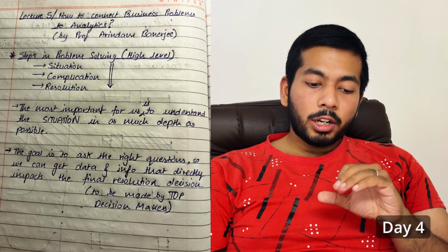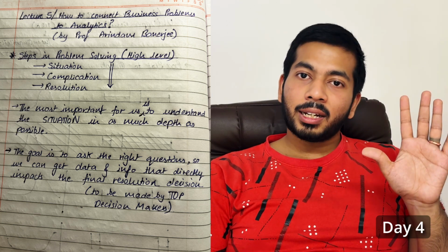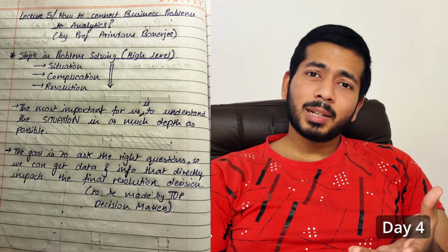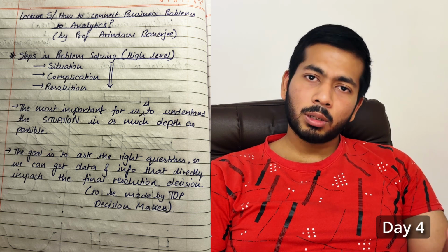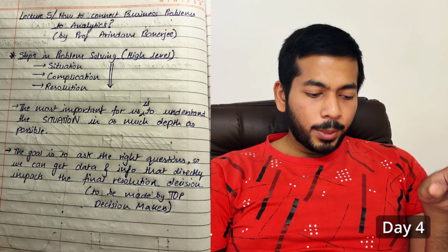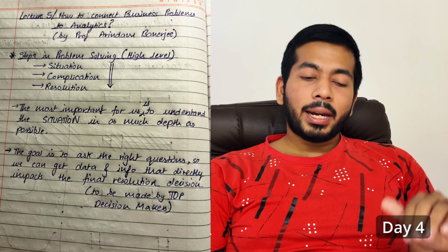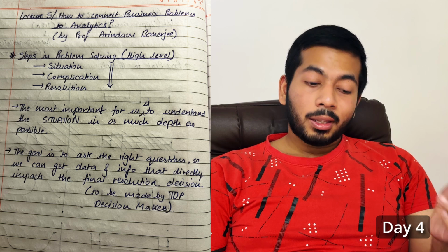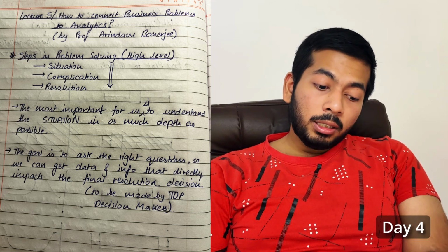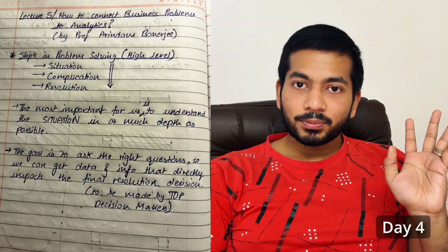The most important thing for us over here is to understand the situation or the context that the business is set in. That is, the more you understand about the business, the better you understand their problems, the better solutions you come up with as a consultant, for example. The second point is the goal is to ask the right questions so we can get the right data or info that directly impacts the final resolution decision that the main decision maker makes. All right, so that is lecture 5 for you.